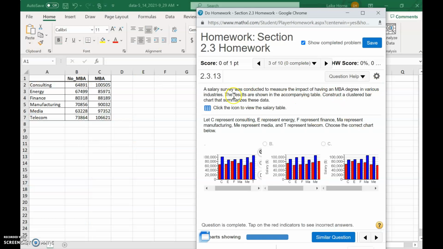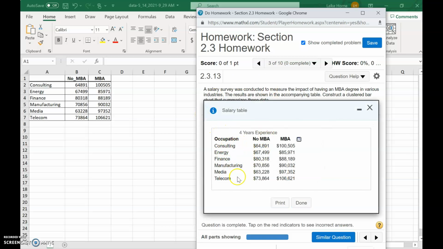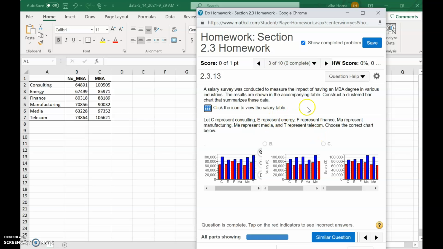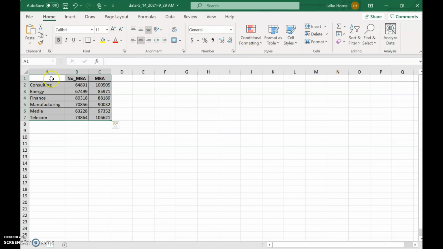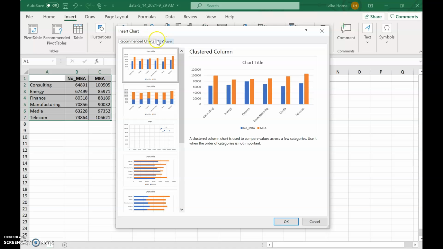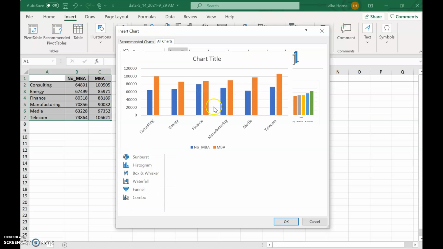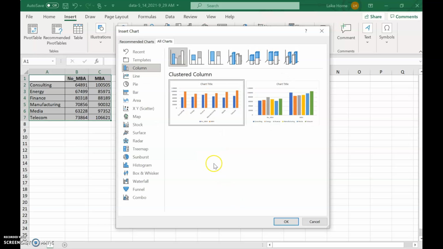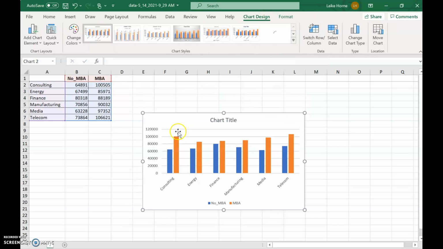Okay, so in this problem, it's given you some survey results. And here's the table and the occupation. And this is with the salary with no masters, and then the salary with masters in the different occupations. So you can click on open in Excel, and I will show you how you can make this clustered bar chart. So if you go into insert and you highlight your data and insert, and then click on charts and all charts, go to column, and you will see the clustered column. That's the one you'll want.